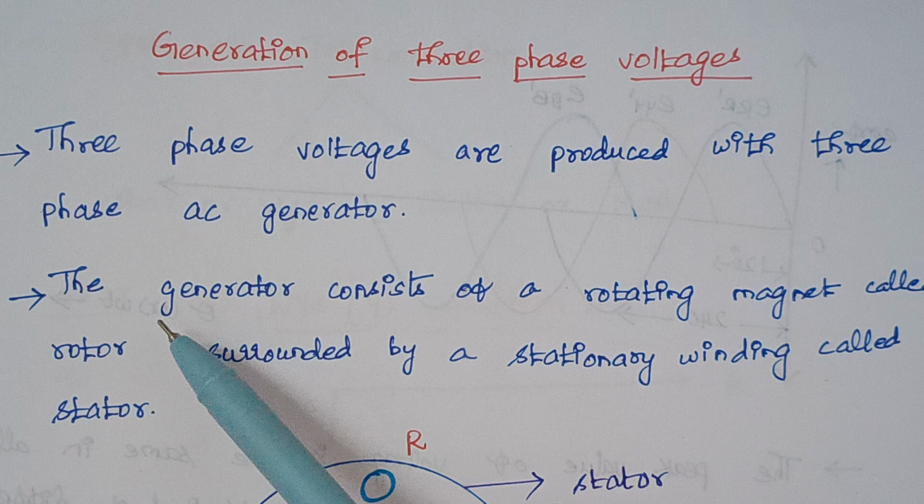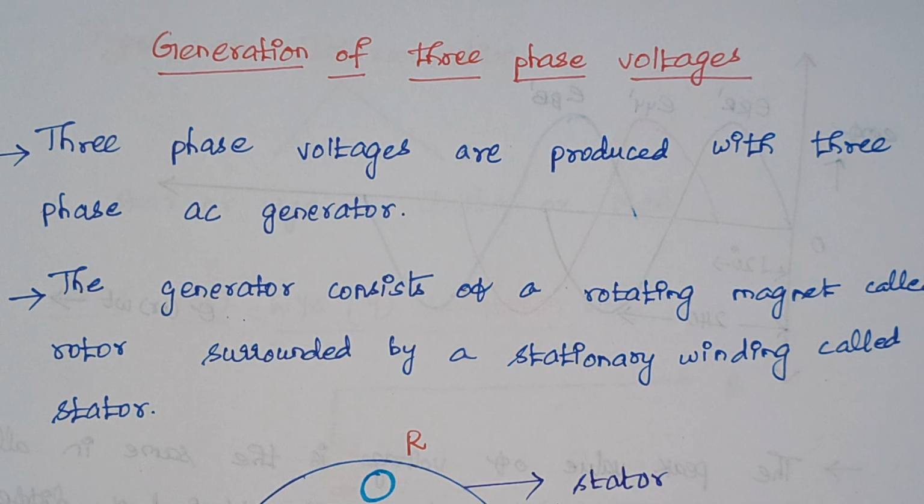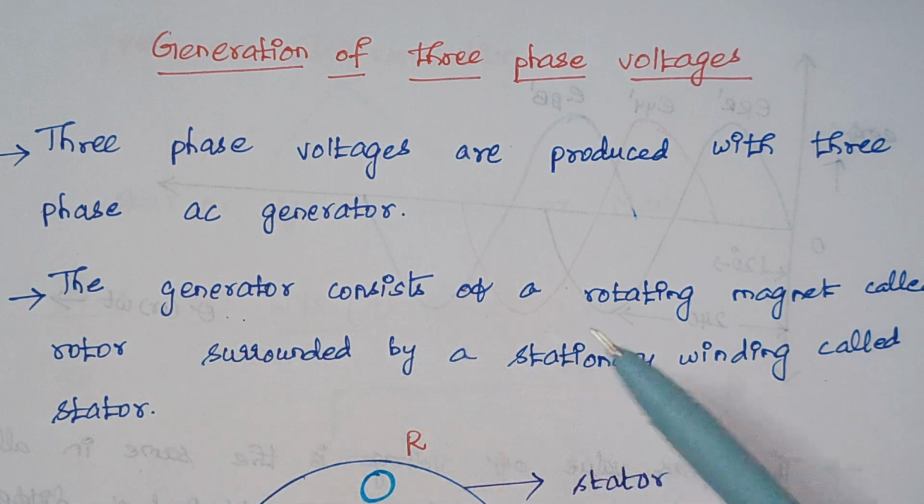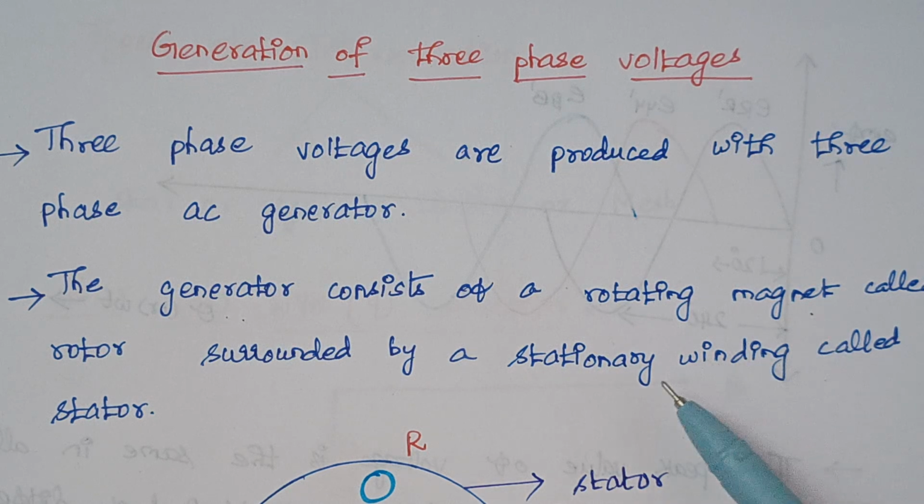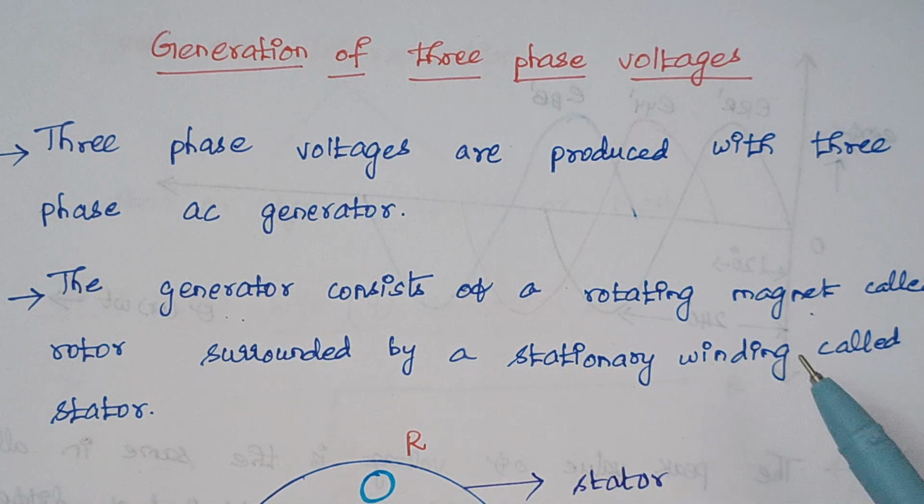The generator consists of two basic parts. One is known as stator and another one is known as rotor. As the name indicates, stator remains stationary. It always remains stable, whereas the rotor rotates. Here the rotor is nothing but a magnet and the stator consists of windings.